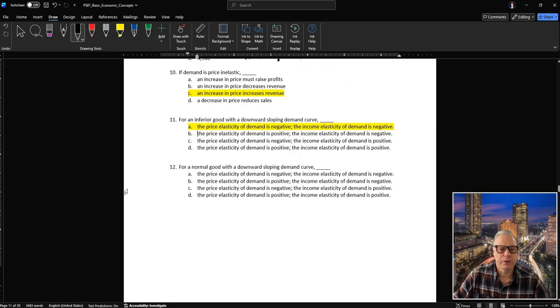Okay, so question 12. For a normal good with a downward sloping demand curve, again, same question. The price elasticity is always negative, so it needs to be A or C. But now the income elasticity of demand is positive because it's a normal good. So in question 12, the correct answer is C.